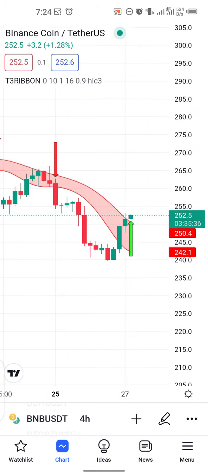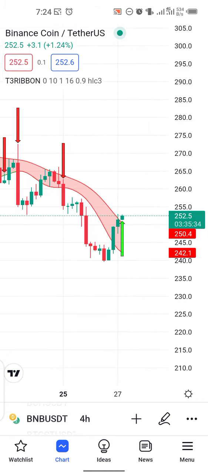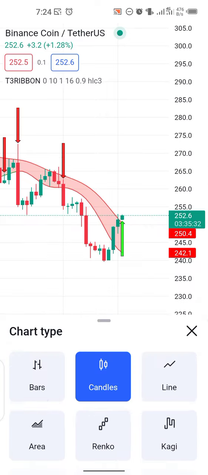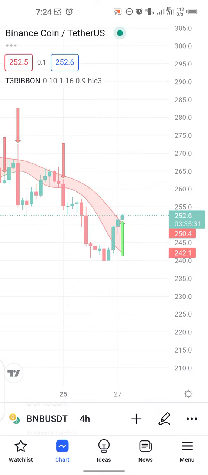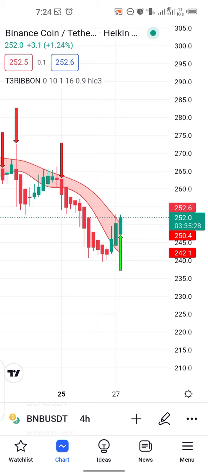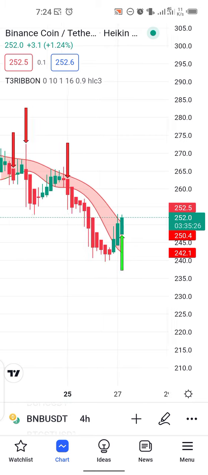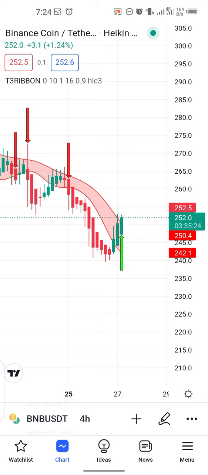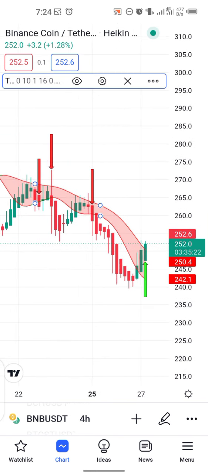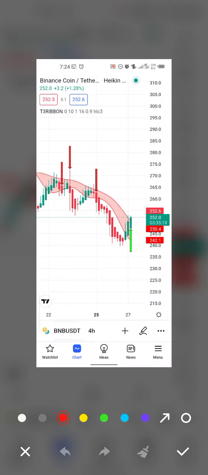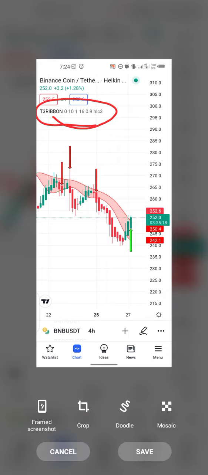So basically, I will change my candles for this chart type, and I get back the Heikin Ashi candles because they keep the trend. Now let us set up our indicator. What do we do to set up our indicator? So we look for the indicator, and the indicator is up here, and the indicator is called the T3 ribbon. All right, the T3 ribbon.